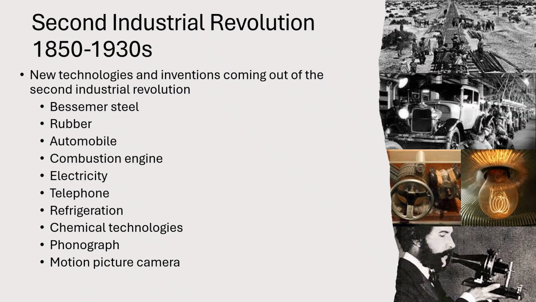And steel becomes very important for railways, and also eventually for bridges and skyscrapers in major cities. So the Bessemer process and Bessemer steel really allows for the cities to build up in the late 19th, turn of the 20th century. And then you have rubber, and rubber comes from the rubber tree, which only, of course, grows in certain places in the world.